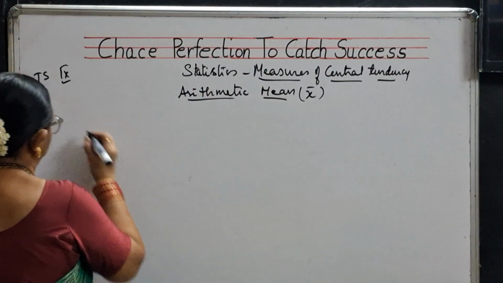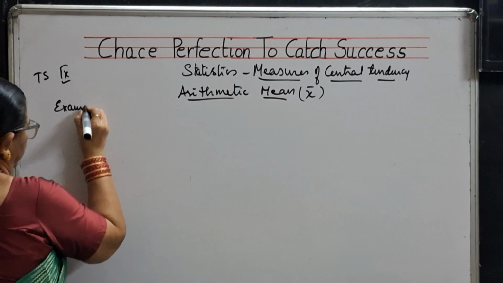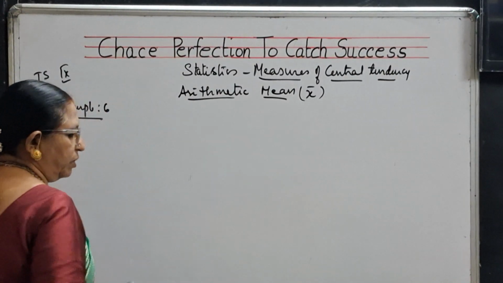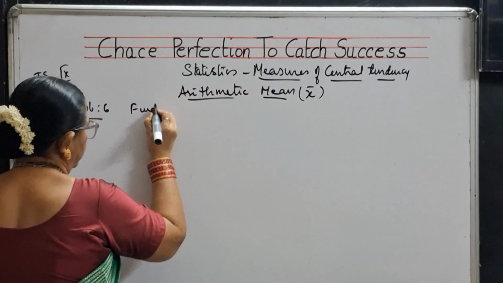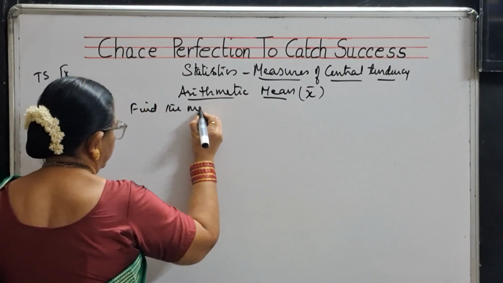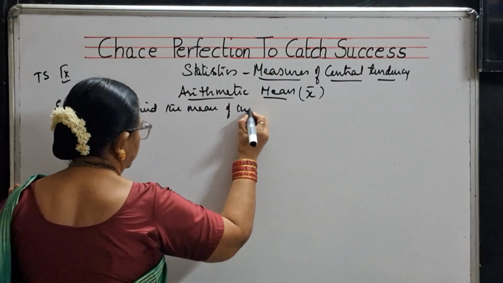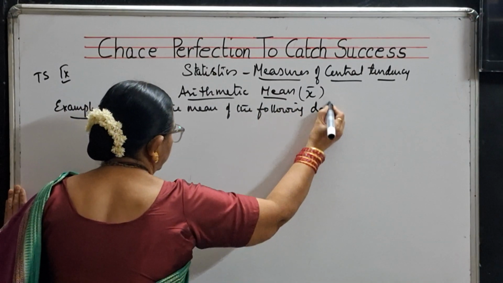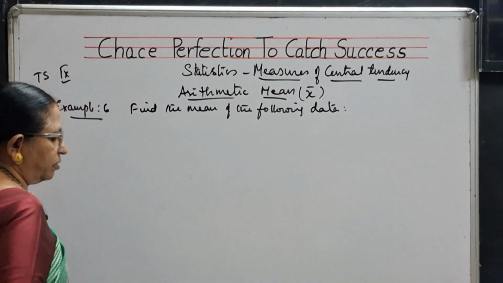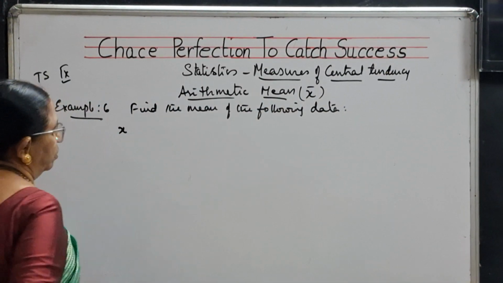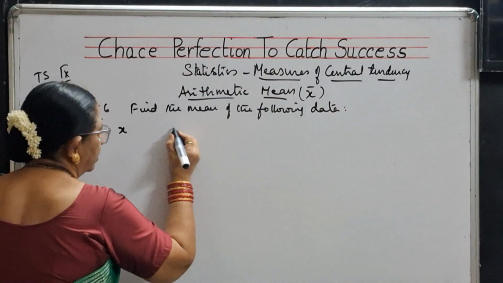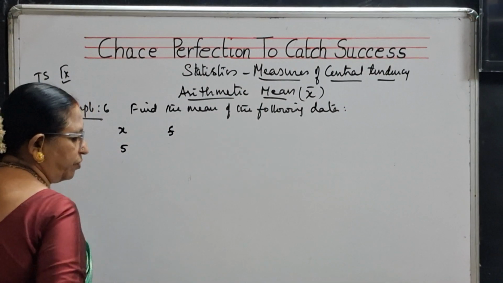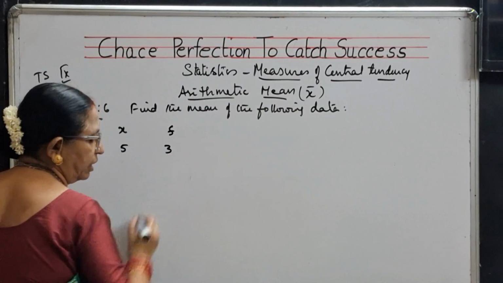Example 6 you have got. Find the mean of the following data. So what data they have given, I am not writing, children. Directly I am putting it in the solution way. X they have given, F they have given. What are the values of X? You have got 5. For 5, the F value is 3.